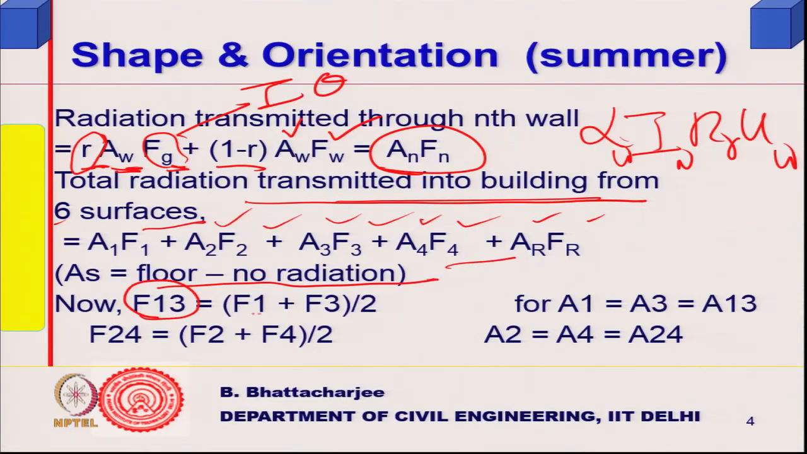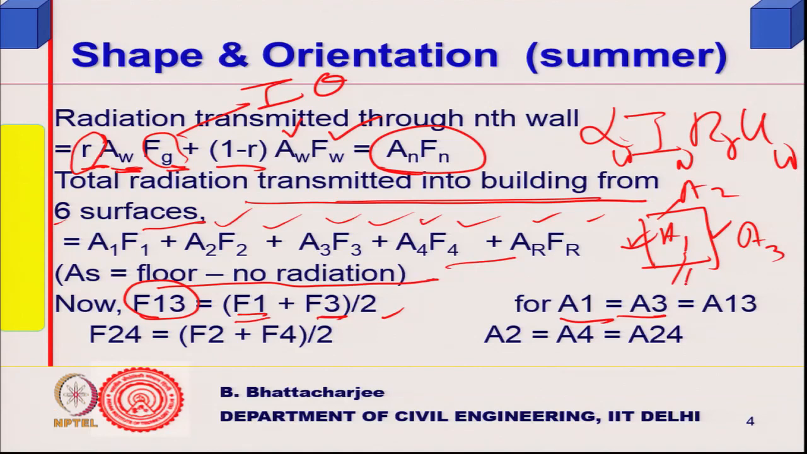Now, we can assume F13 is equal to F1 plus F3 divided by 2, because normally this wall and this wall will have similar properties. Generally the areas will be A1, A2, A3, A4. The areas A1 and A3 are the same, and A2 and A4 are usually the same. So, we define F24 as F2 and F4 divided by 2, taking the average of these and calling it F13, trying to simplify this.